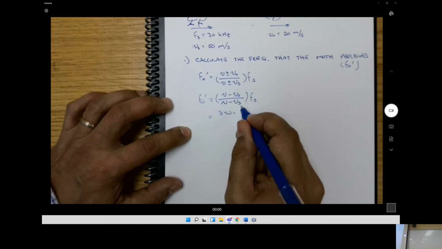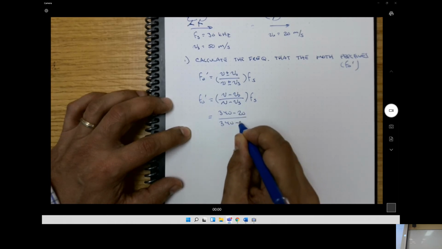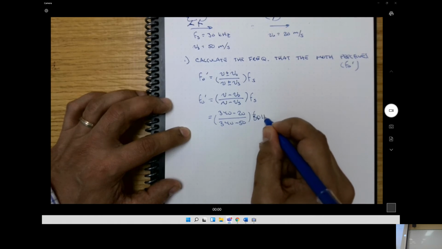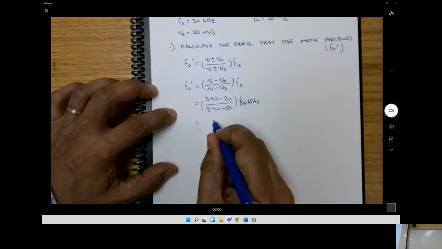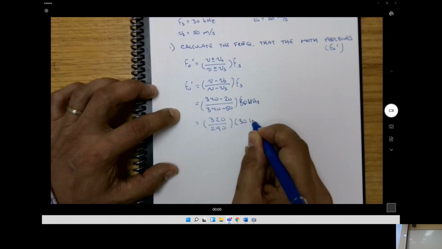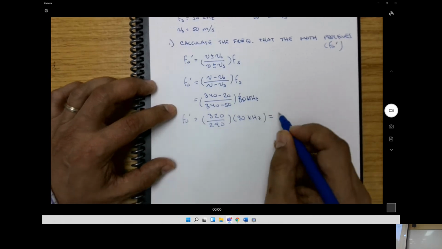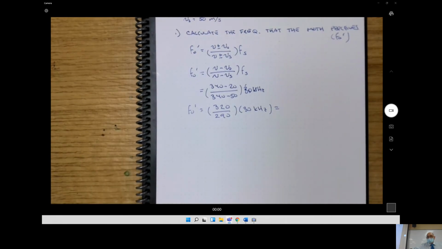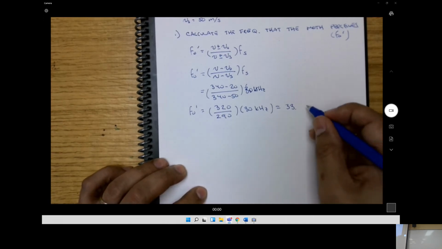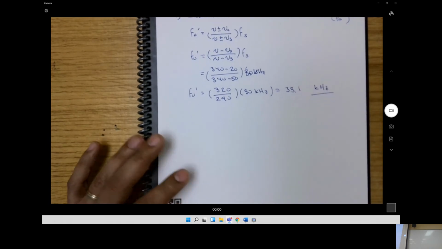So I'm going to find 340 minus 20 over 340 minus 50, times 30 kilohertz. And I got 33.1 kilohertz.